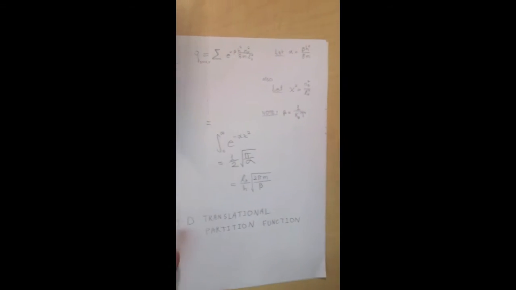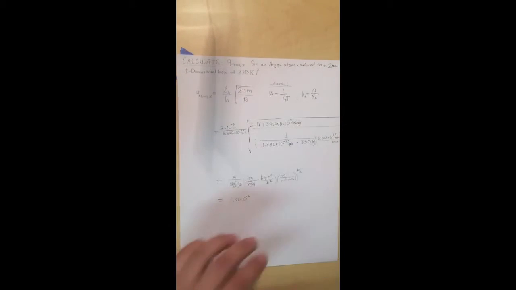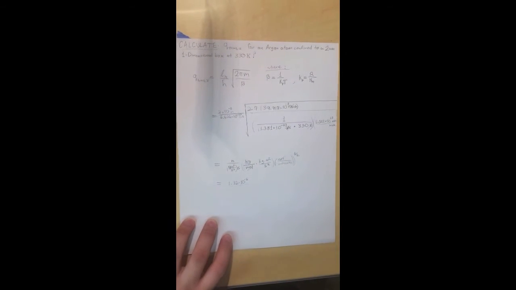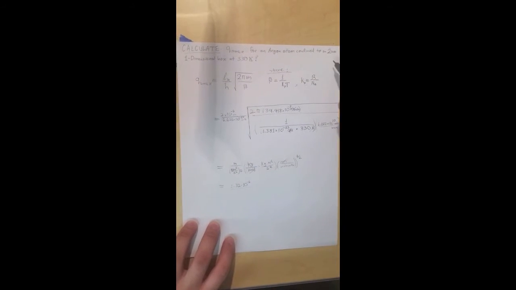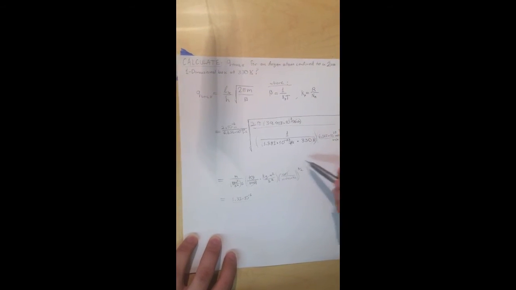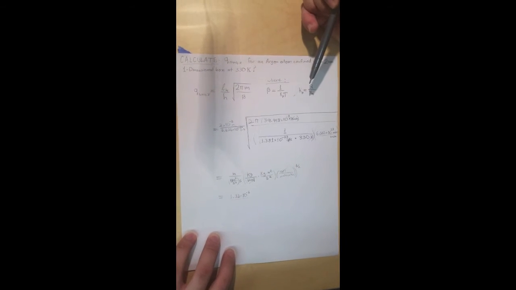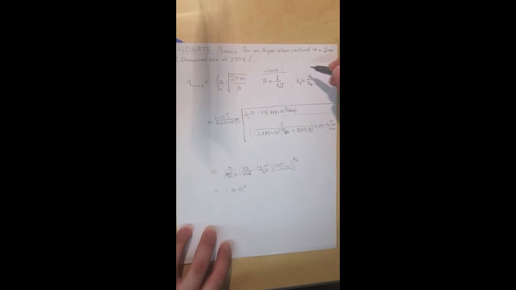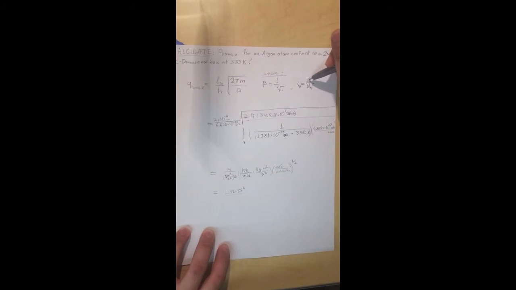And from here we can display an example which can relate to argon atoms confined in a box, one-dimensional, of length 2 micrometers. So using the equation we just derived with the help of the particle in a box, to remind you what beta is, 1 over Boltzmann constant times temperature, and the Boltzmann constant is the ideal gas constant over Avogadro's number.